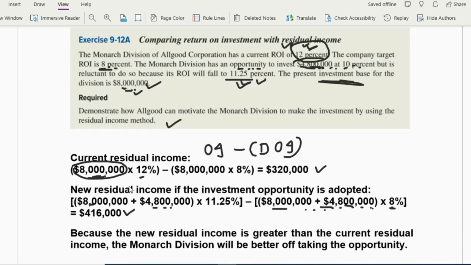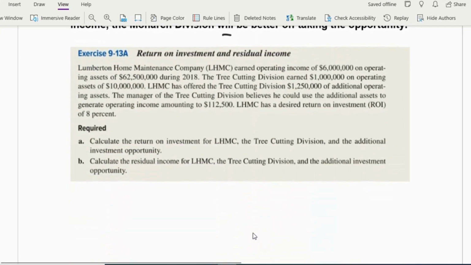So it looks like your ROI will fall, but if you see the residual income, it is going to increase from 320,000 to 416,000. Because the new residual income is greater than the current residual income, Monarch division will be better off taking the opportunity. Okay, this is how we are going to justify.